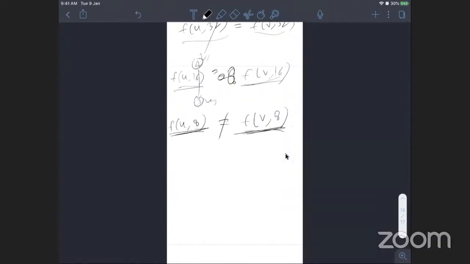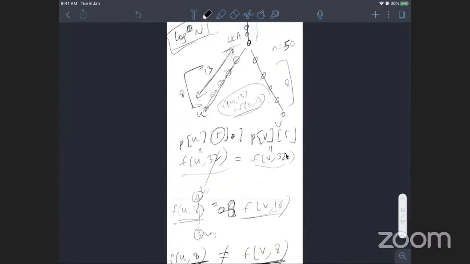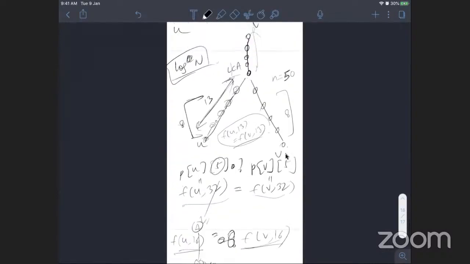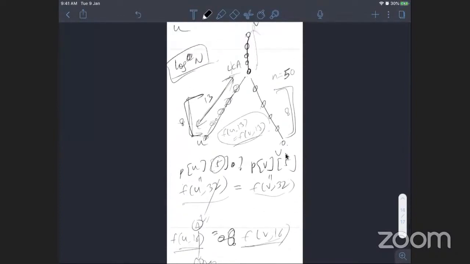Do you get this idea? Take the highest power of 2, which is 32 in this case, because N is 50. Keep on dropping it, and the first time you find a place where these two don't match, make them jump that much. So now I'll make U jump 8 steps up and make V jump 8 steps up. So right now the tree looks like this, right?